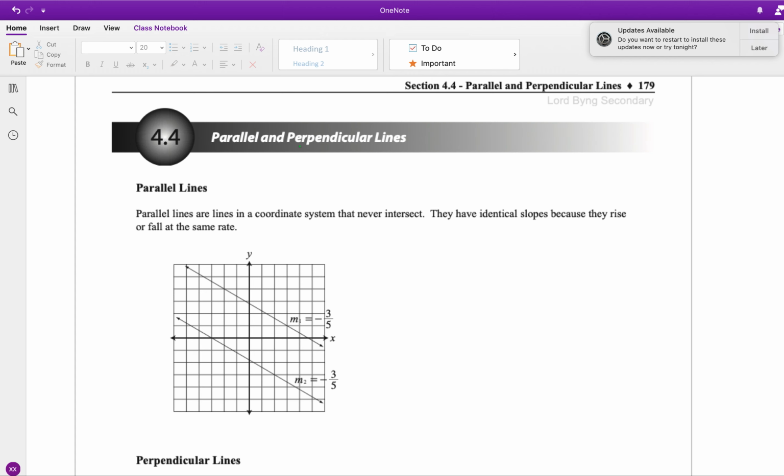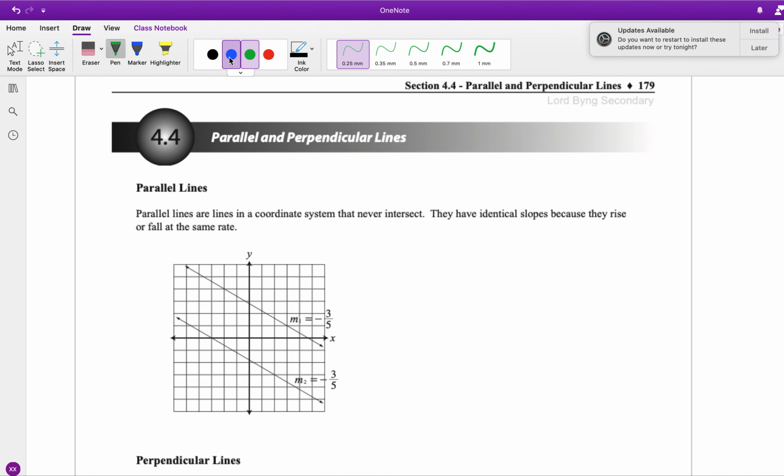Now this video is for 4.4. Now here we talk about parallel and perpendicular lines. Okay, let me get my pen ready. Here we go. Now parallel line, this is very easy to understand because you see the parallel line, you see this?